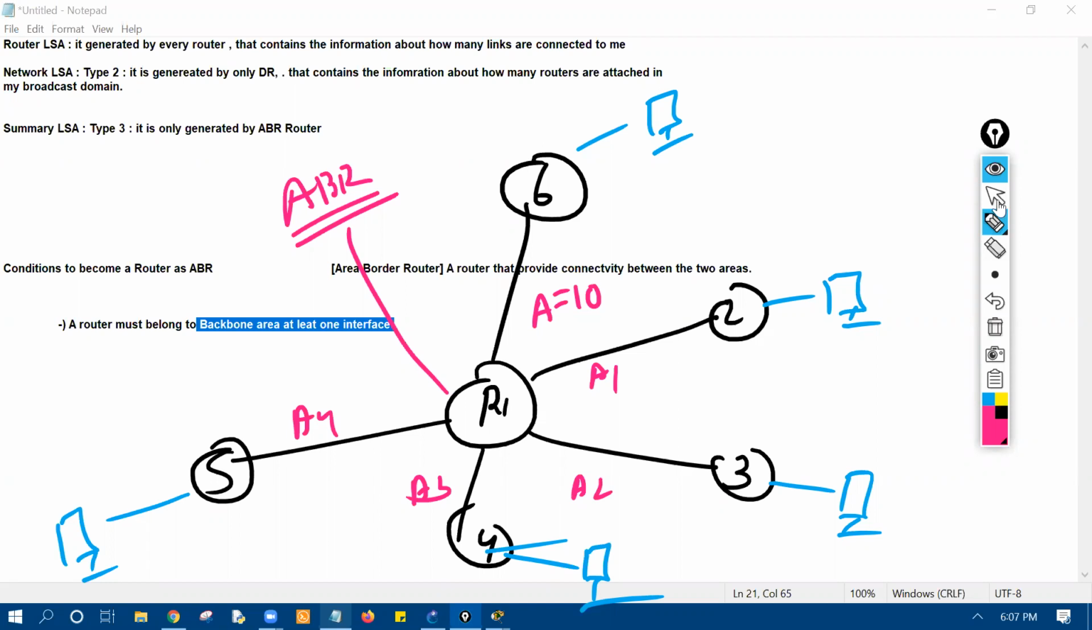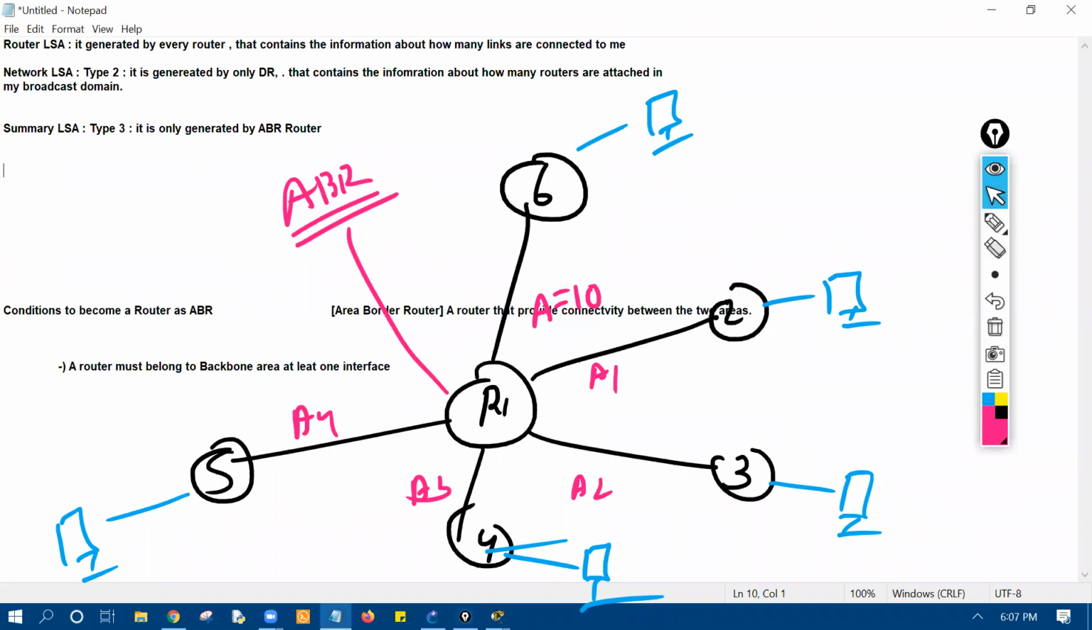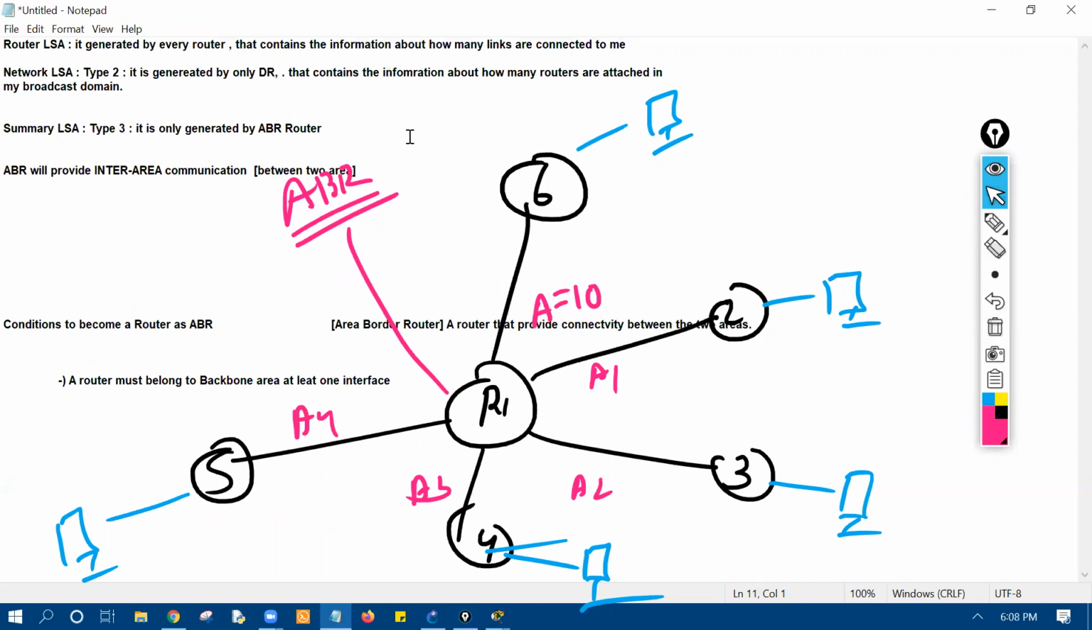Write one more line. ABR will provide inter-area communication. Inter-area means what? Between two areas. Intra-area means what? Within a single area.